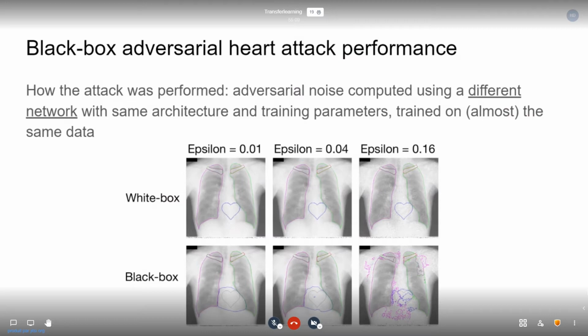The validation set was a different random subset of the same data set, and the training sets were maybe a quarter of the images were different or so. And the black box heart attack completely failed. So for smaller amounts of noise, it basically didn't change the segmentations much, and for a larger amount of noise, it completely disrupted segmentations of the heart and other structures.